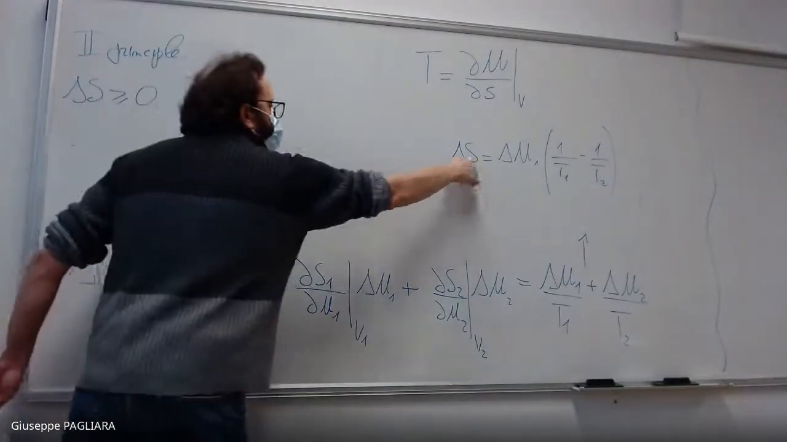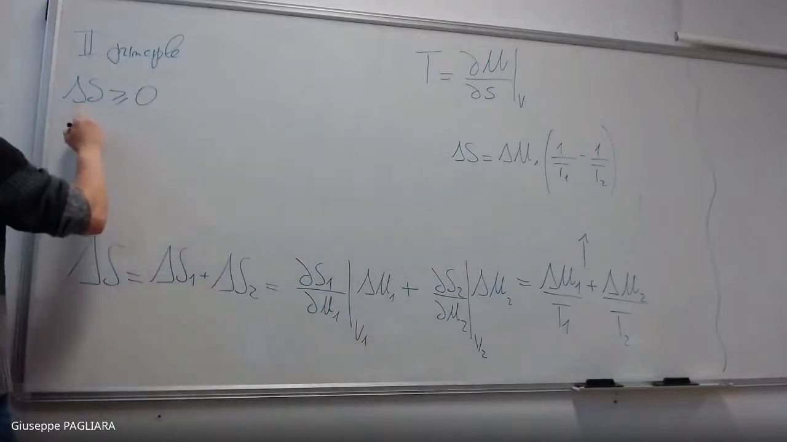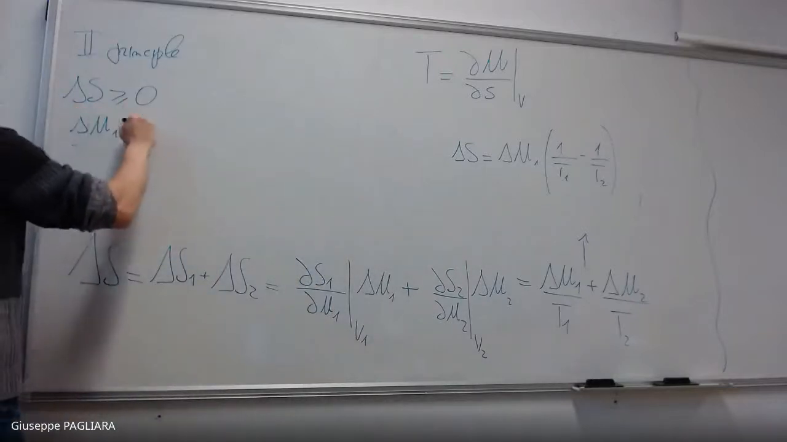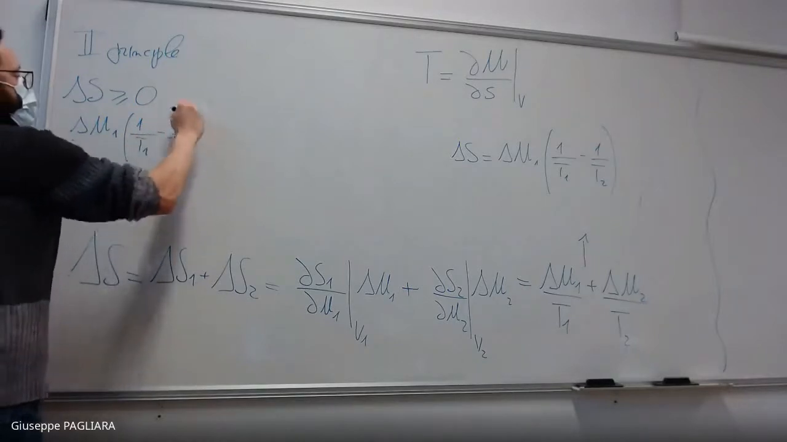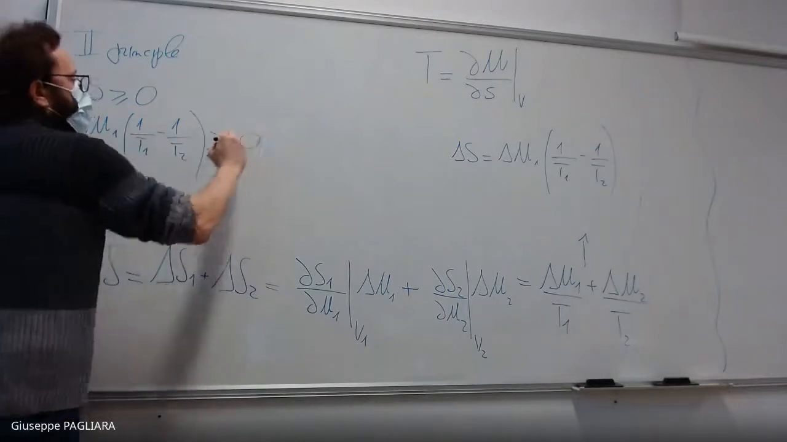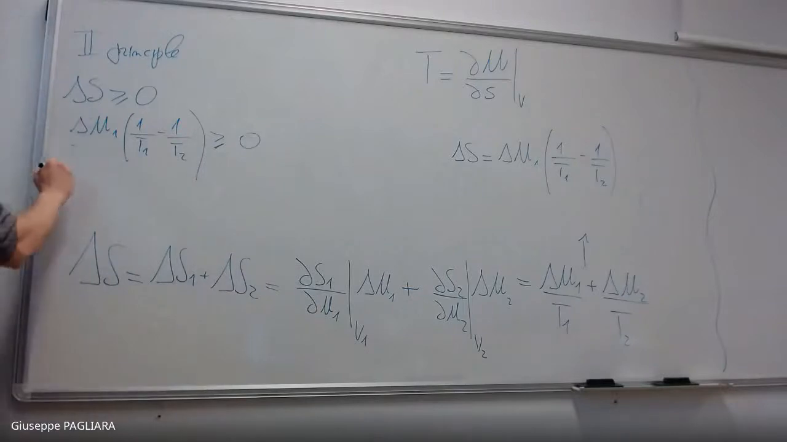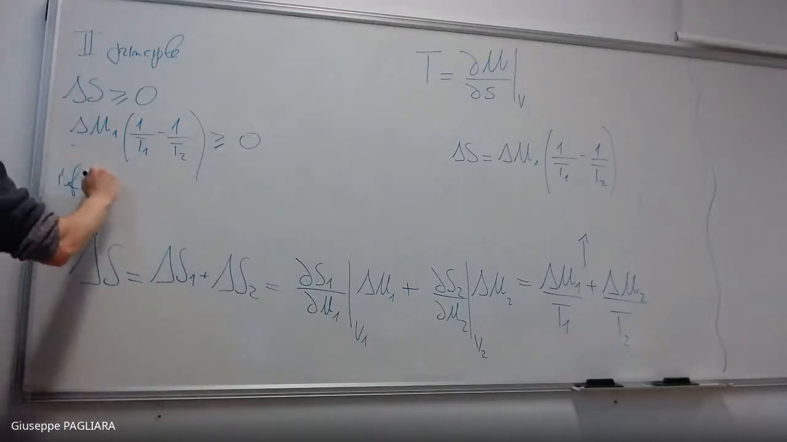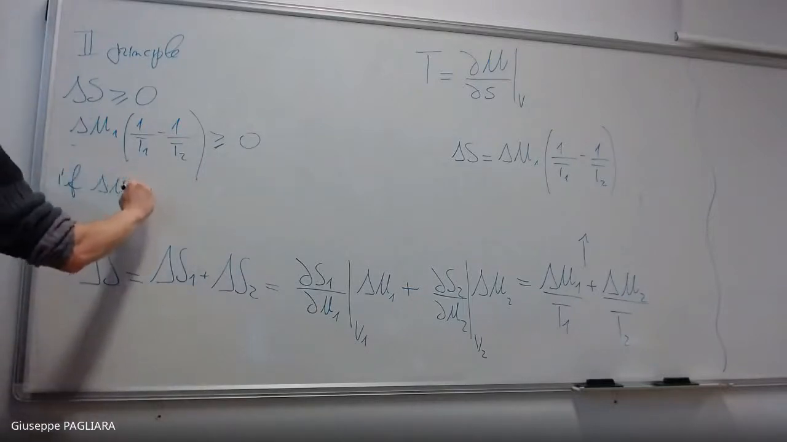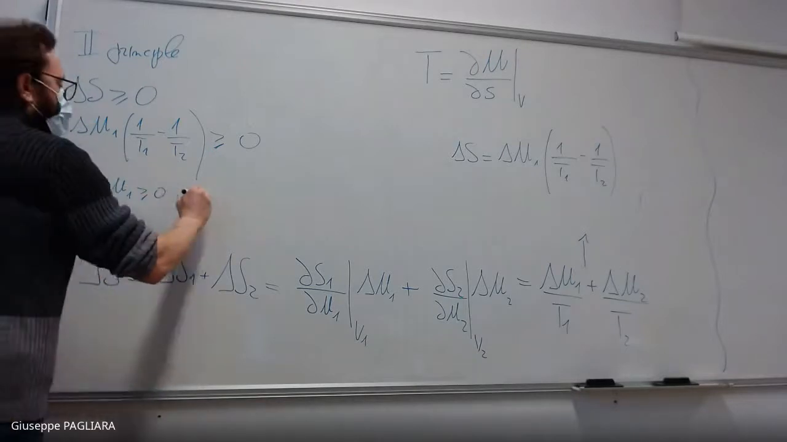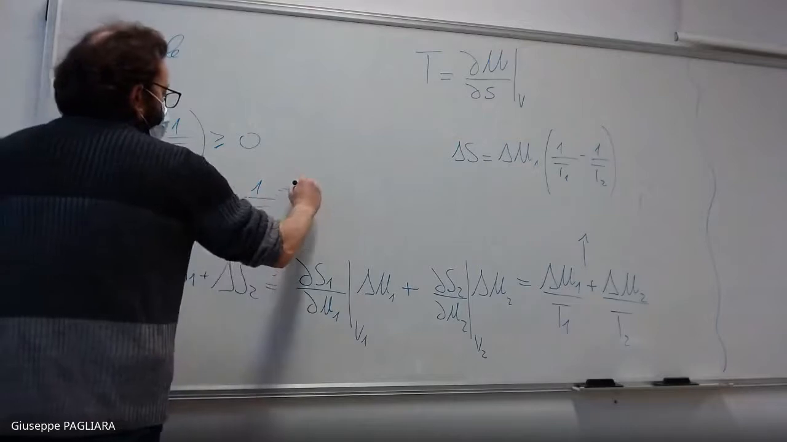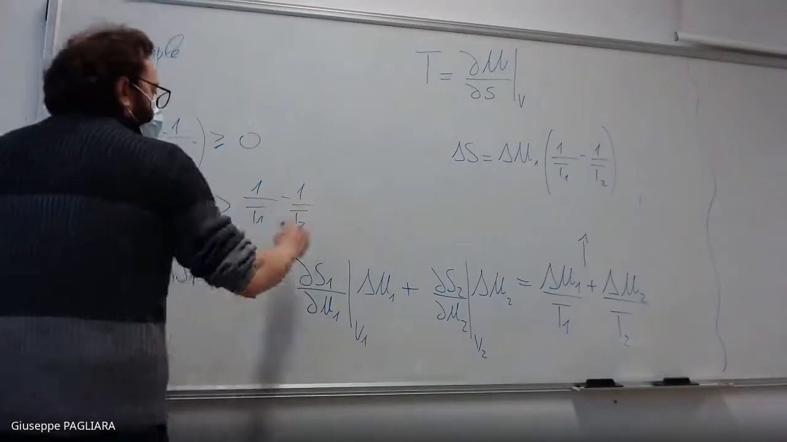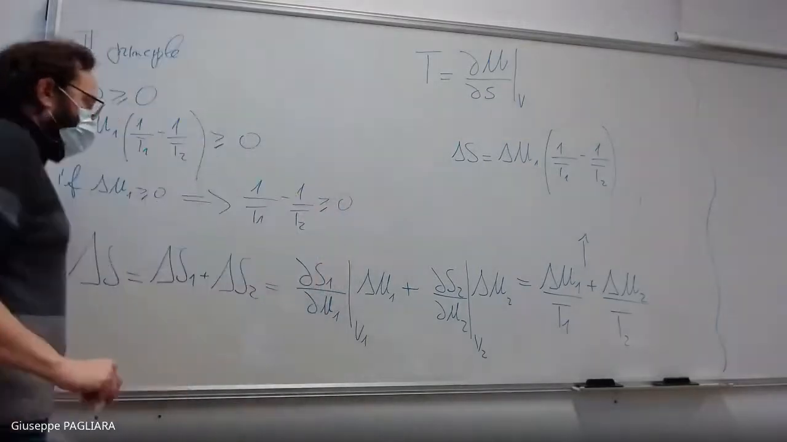Now, if I consider this equation, that means that delta U1 times 1 divided by T1 minus 1 divided by T2 must be larger or equal than 0. And therefore, if delta U1 is larger than 0, that implies that 1 divided by T1 minus 1 divided by T2 must also be larger than 0.